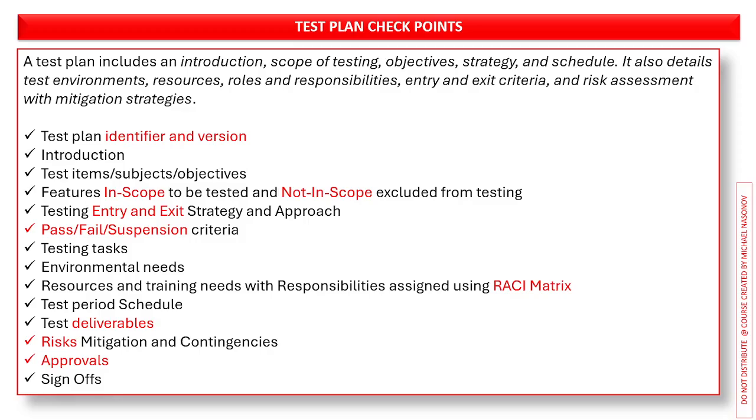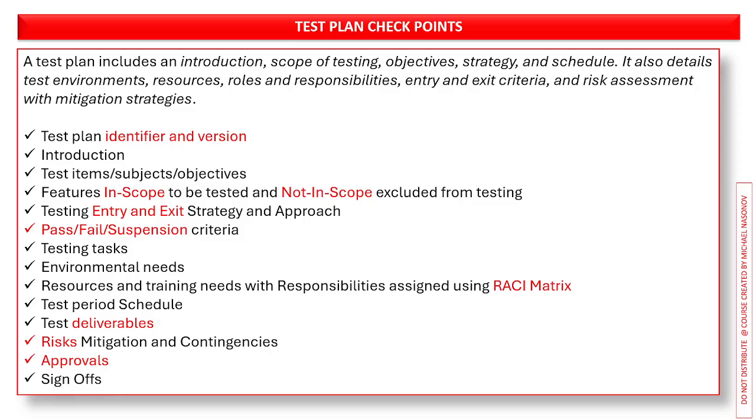First of all, your test plan has to include identifier and version. Then goes introduction to your test plan. Then test items, subjects, and objectives, meaning testing objectives. Software or project features to be in scope, which means to be tested, and not in scope, or so-called out of scope, means excluded from testing, for which you are not responsible.